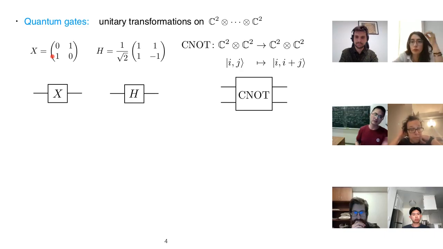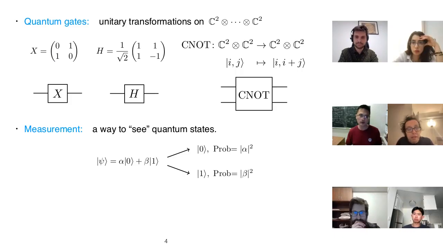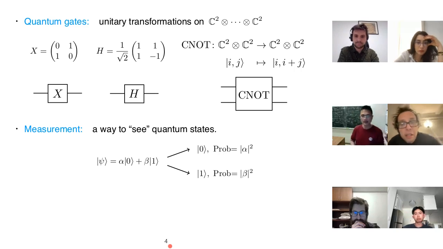And similar to the classical circuit, we also represent quantum gates by a circuit with incoming wires and outgoing wires. Each wire represents a qubit. Another ingredient in quantum computation is the measurement, which is basically the way to read out the quantum states. More precisely, it is a probabilistic operation on quantum states.